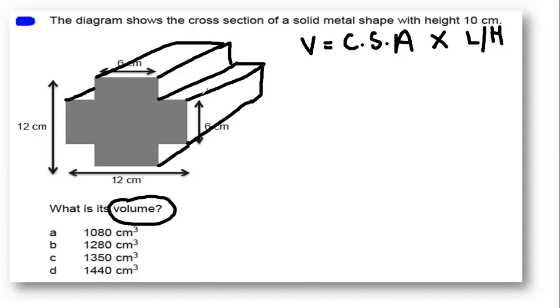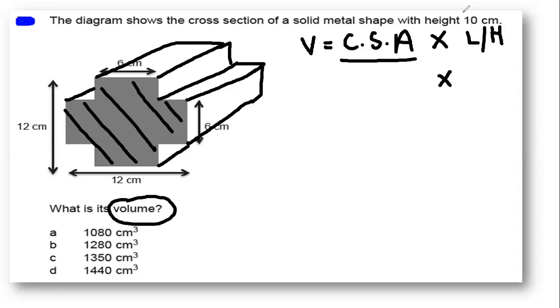All right, so what we need to do is find the cross-sectional area. Now the cross-sectional area is the area of this figure here, multiplied by the length or the height. Now what is the height of this thing here? Did they give us the height? Class, what's the height of this thing here? It's actually 10. So basically, what they're saying is that this distance here is actually 10.